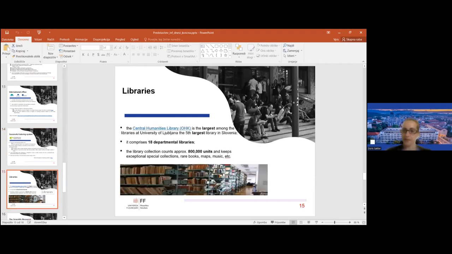One of the biggest advantages of the Faculty of Arts is also that it has a huge Central Humanities Library, which is the largest among the libraries at the University of Ljubljana and the fifth largest library in Slovenia. It comprises 18 departmental libraries, and the collection counts around 800,000 units. And of course, it keeps a lot of exceptional collections of books, maps, music and so on.